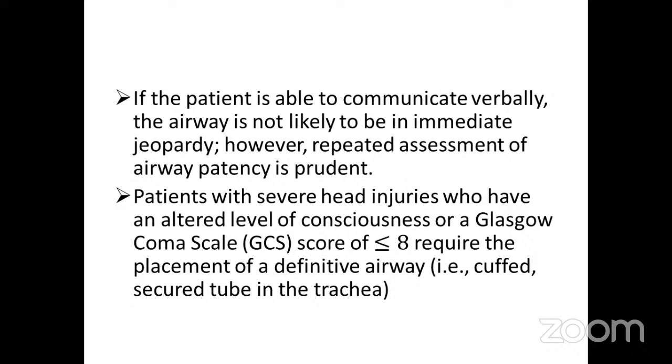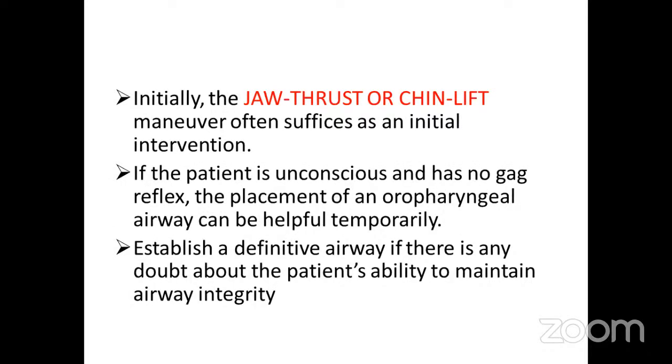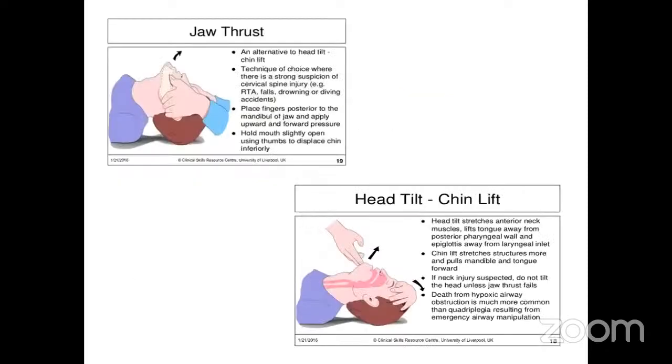With a GCS of less than or equal to 8, we need a definitive airway placement, that is with a cuffed ET tube. And what are the jaw thrust and the chin lift maneuvers? If a patient is unconscious and there is no gag reflex, until you intubate, you need to secure an oropharyngeal airway. Jaw thrust is an alternative to the head tilt or chin lift maneuver. Whenever we have a strong suspicion of cervical spine injury, we need to do the jaw thrust.